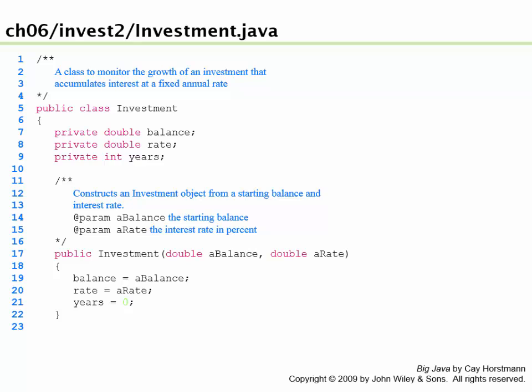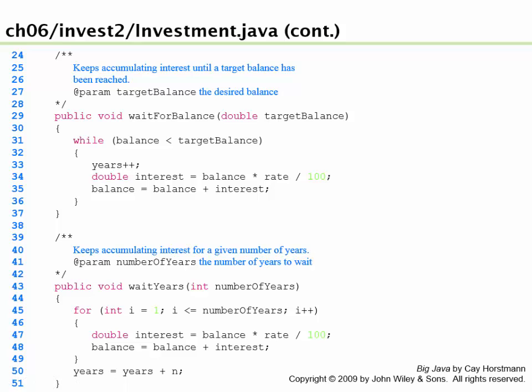If you were to look at this in code, this is what it would look like. Here the investment is being created using a balance and an interest rate. Here's waitForBalance. Here's waitYears. You'll note that this one uses a while loop.